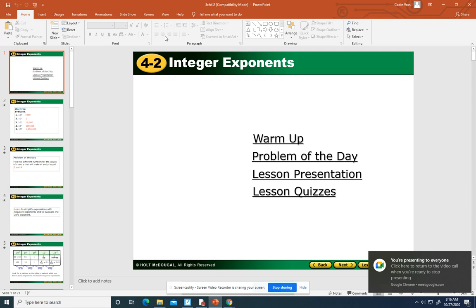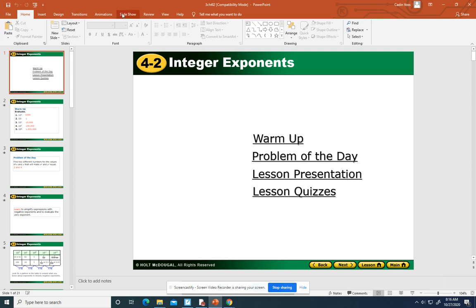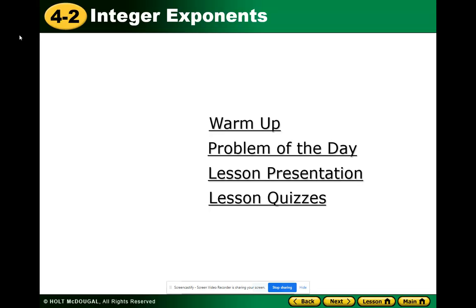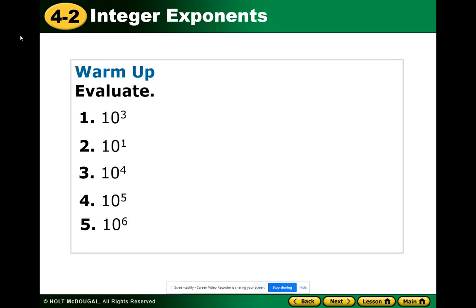All right. So integer exponents. We're going to be working on those today. And oh, Gavin's on. Awesome. All right. So here we go. With integer exponents, we do the warm up for the day, which will be from the other day.